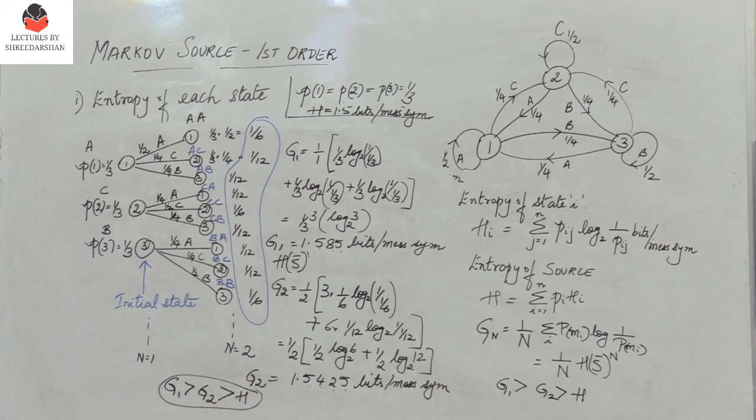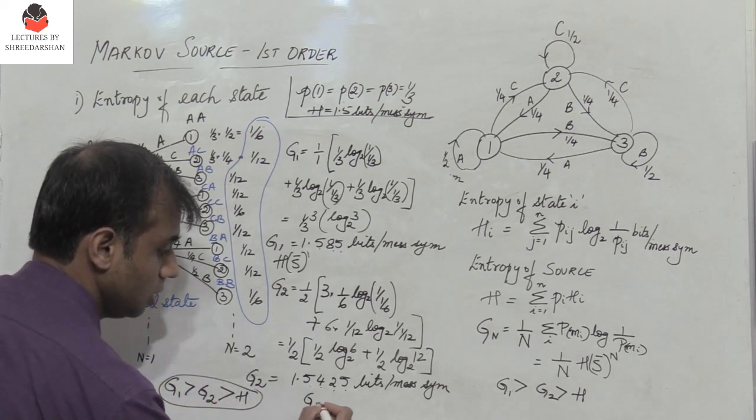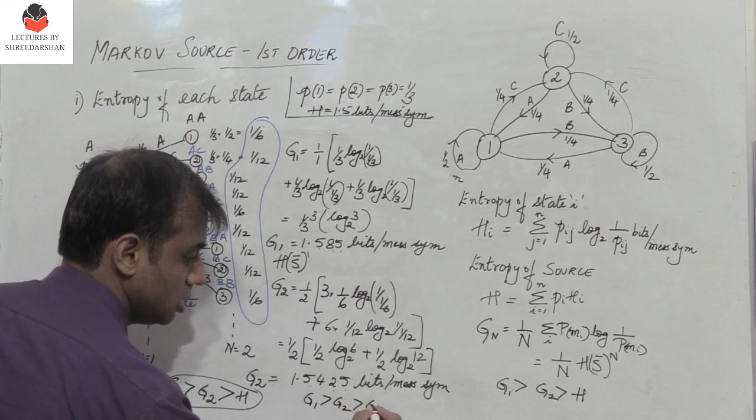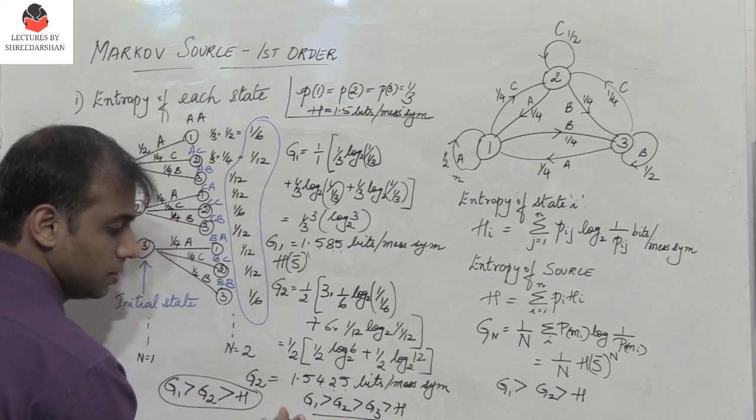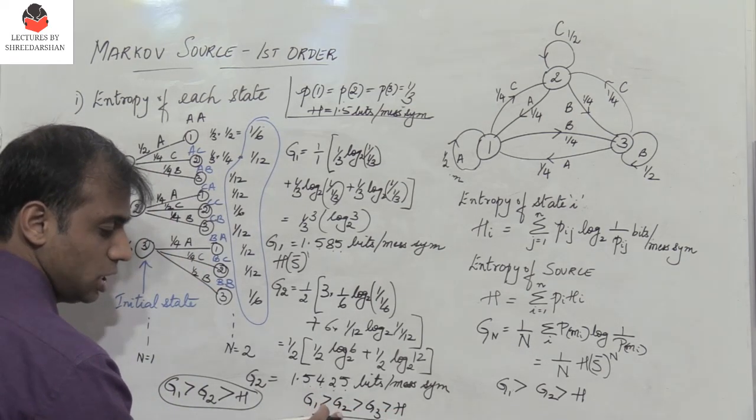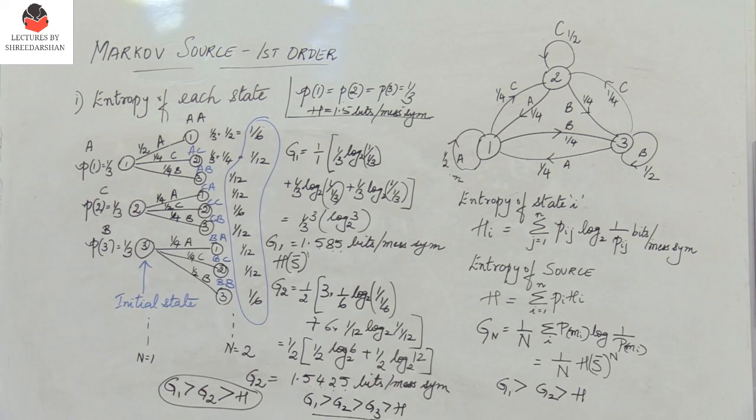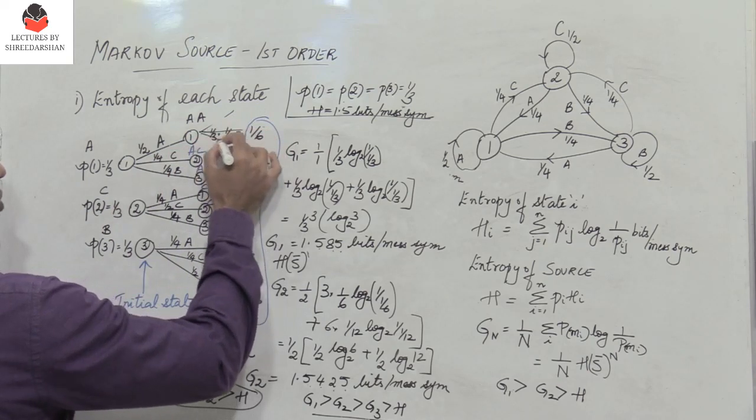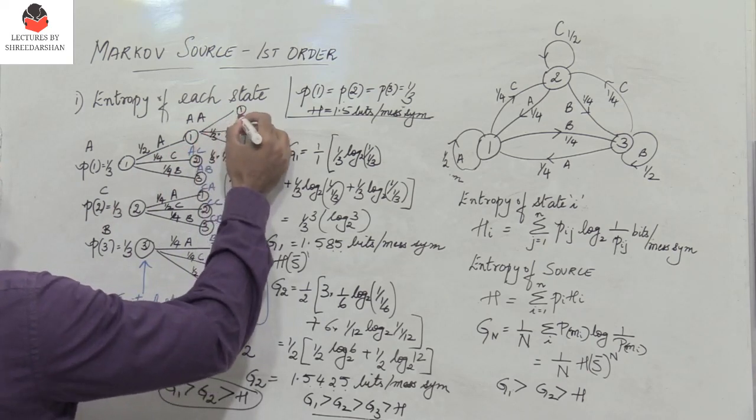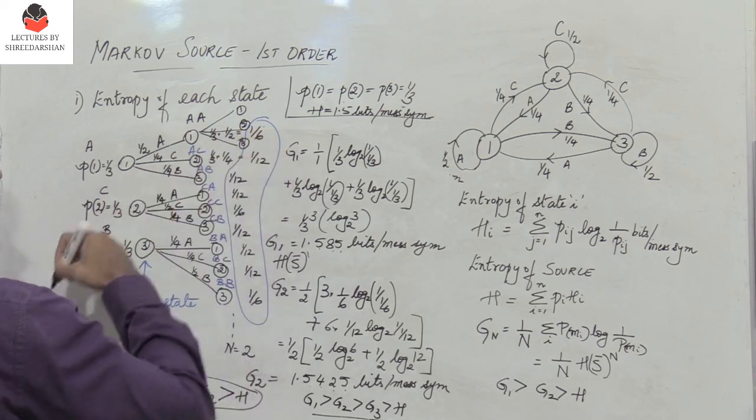Now sometimes in your examination they will also ask you to show that G1 is greater than G2, greater than G3, greater than H. So we have found out G2. So what do I do to find G3? So to find G3, again, I am in state 1. So again I can have 3 more, right? State 1 to 1, 1 to 2, 1 to 3.